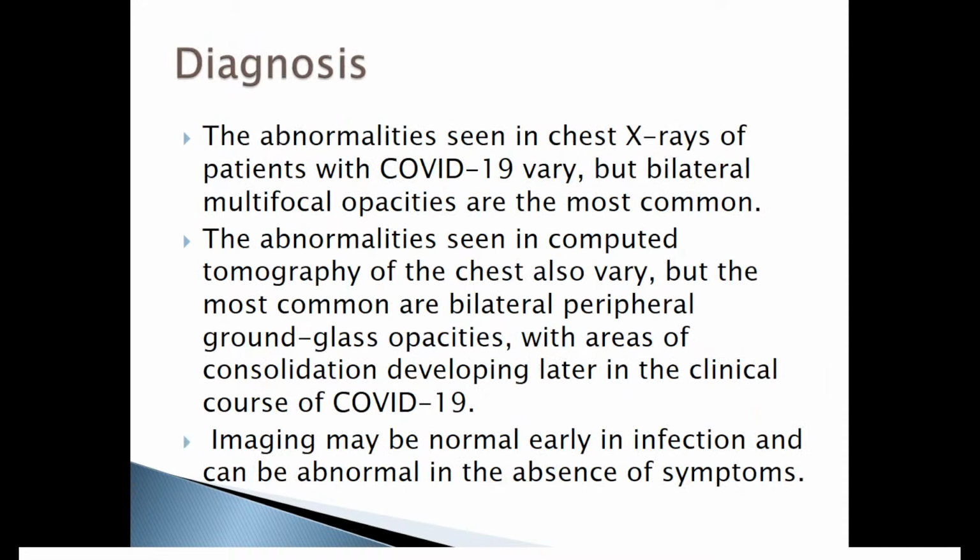The abnormalities seen in chest X-ray of patients with COVID-19 vary, but bilateral multifocal opacities are the most common. The abnormalities seen in computed tomography of the chest also vary, but the most common are bilateral peripheral ground glass opacities, with areas of consolidation developing later in the clinical course of COVID-19. Imaging may be normal early in infection and can be abnormal in the absence of symptoms.